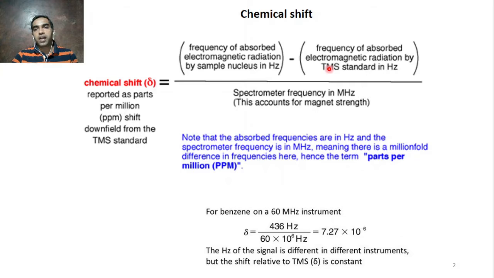So this is the TMS signal, which is always taken as 0. So delta ppm for TMS is considered 0, and the frequency of absorption for it is always set to 0. When you calculate the chemical shift for a particular proton, it is the frequency of that proton minus that of TMS, which is always 0, divided by the spectrometer frequency in megahertz. The spectrometer frequency is most of the time 300 megahertz, 200 megahertz, like that.